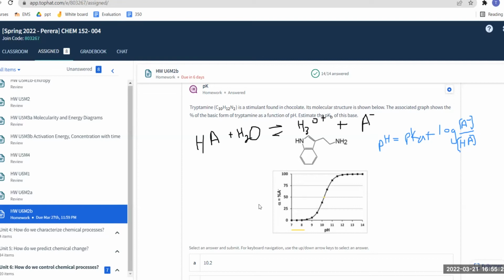Yeah, so at that point, this part goes to 0. That means at 50% A minus, or 50% HA, pH becomes equal to pKa. You see that? Because that part is 0. Now what you do is you go back to the graph and read the pH at 50% from the graph. It's somewhere on here.